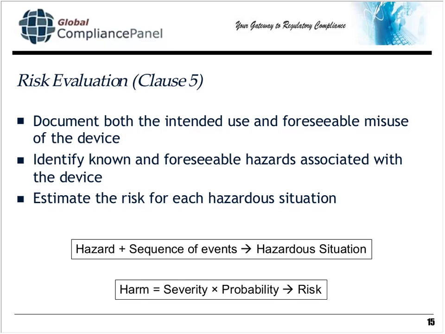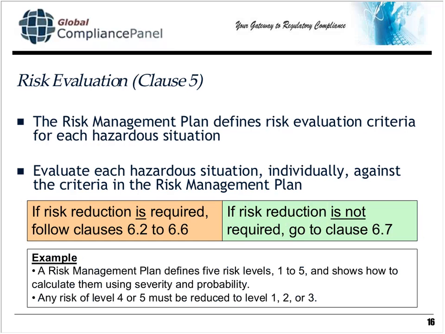And then in risk evaluation, we're going to ask the question, based upon our estimate of risk and the criteria we've established in the risk management plan, do we need to do risk reduction? So we're going to evaluate every hazardous situation and its associated harm individually against the criteria in the risk management plan to answer the risk reduction question. If it is required, we're going to follow a certain path and do a number of steps. If it's not required, we're going to bypass all those steps and go to Clause 6.7.